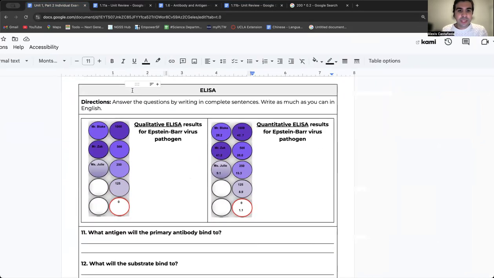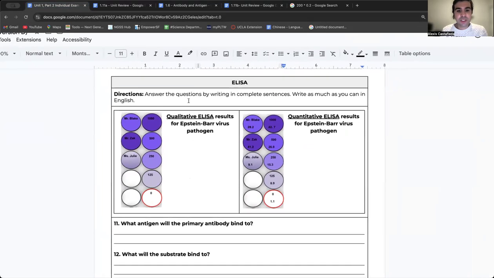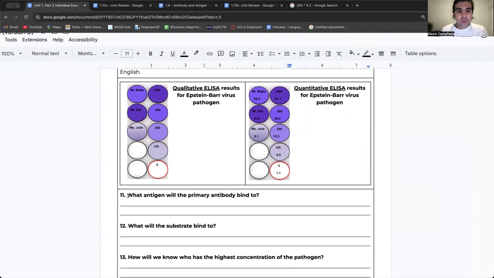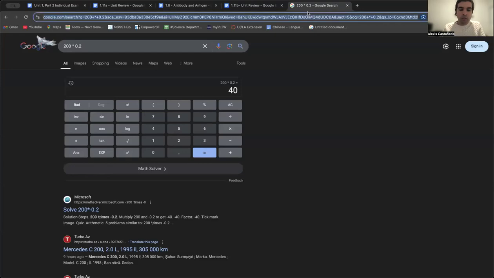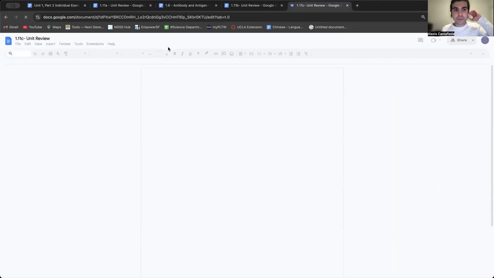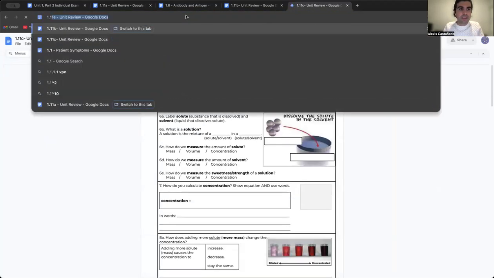Now let's look over to ELISA. This one says to answer the questions by writing in complete sentences, write as much as you can in English. Here the question is asking us what antigen the primary antibody will bind to. So let's go over to 1.11C in our unit review. This is 1.11B, 1.11C.